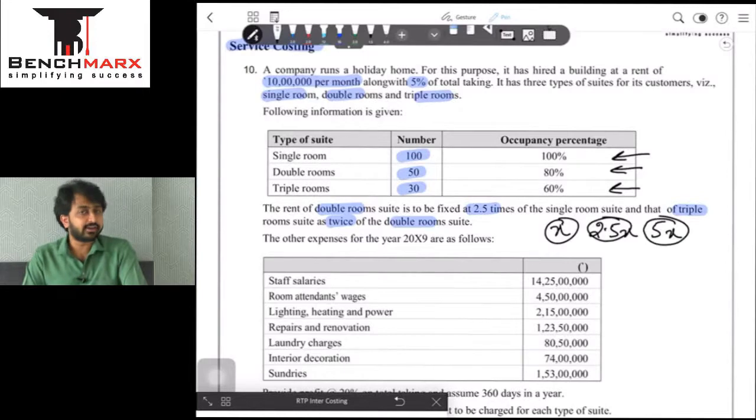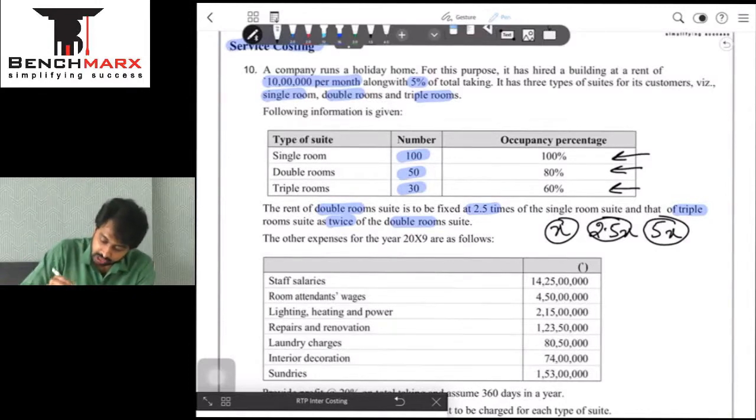This is the tariff structure of single, double and triple room. We have to express 2.5x and 5x in terms of x, so that we'll get x, and once we get x, we'll get 2.5x and 5x as well. ठीक है. आगे बढ़ेंगे. The other expenses are as follows.